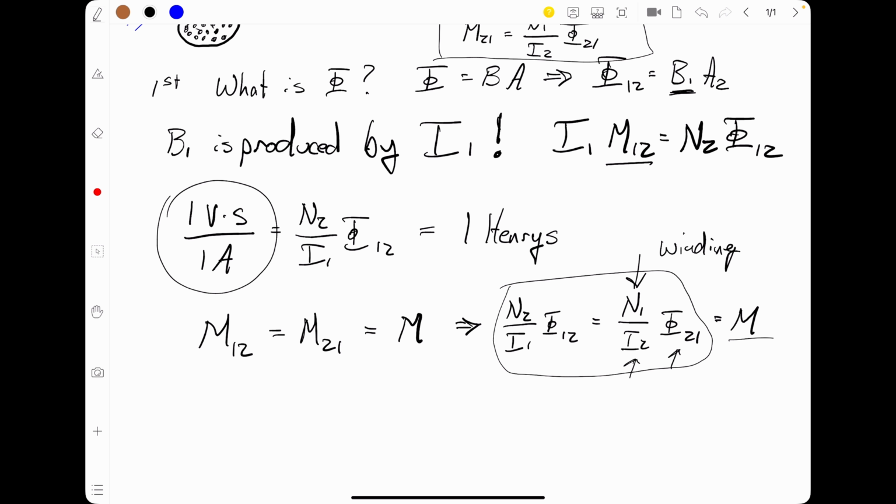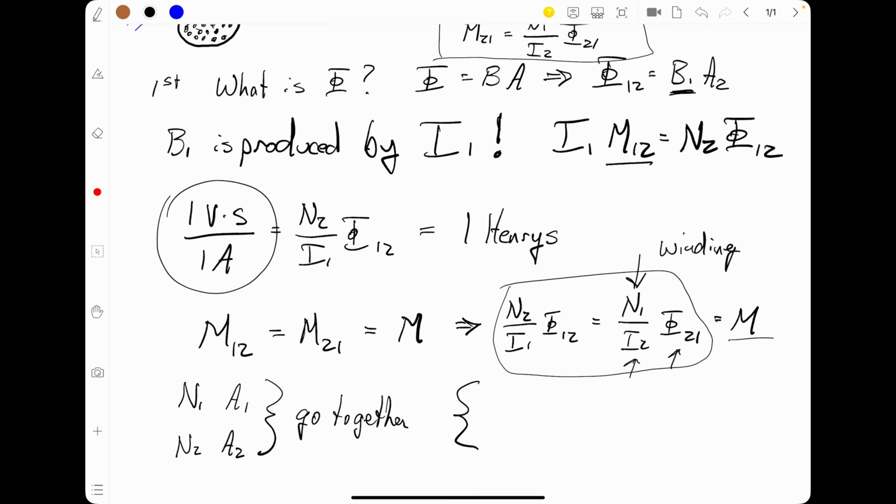Here's one way to keep things together. Okay, so N1 and A1 go together. Okay? N2 and A2 go together. So these things go together.